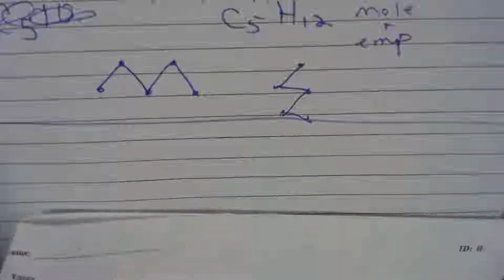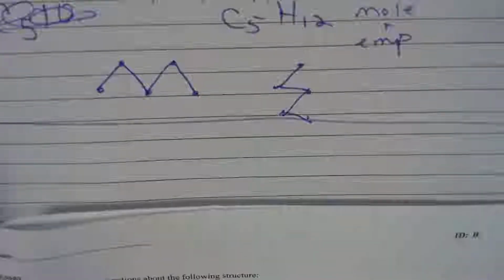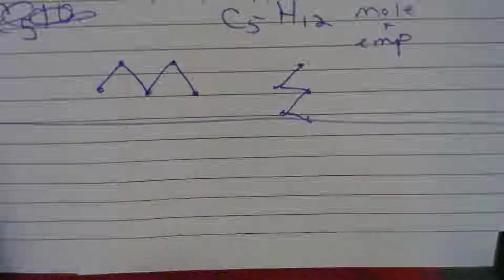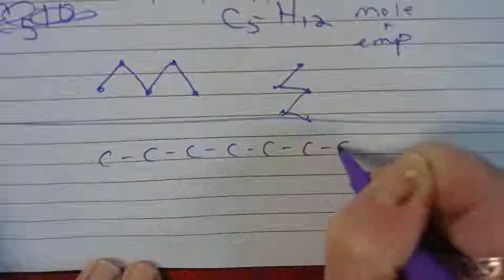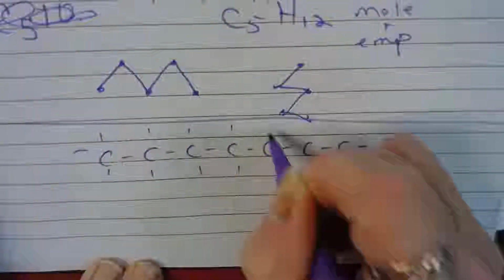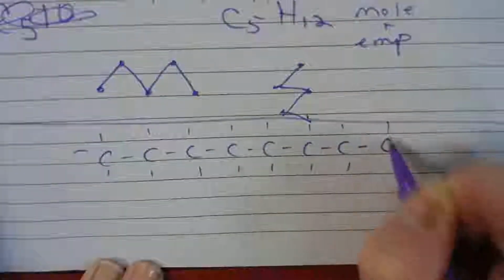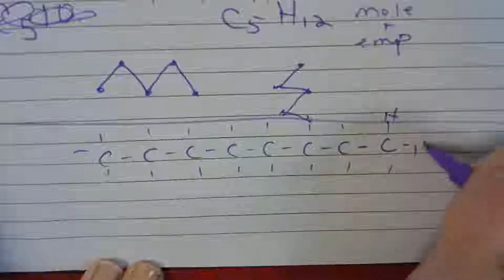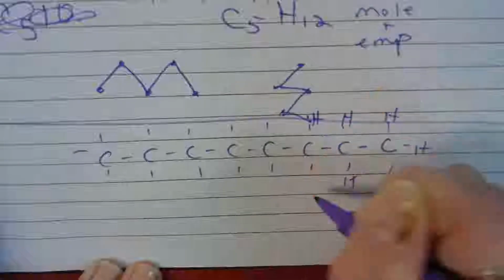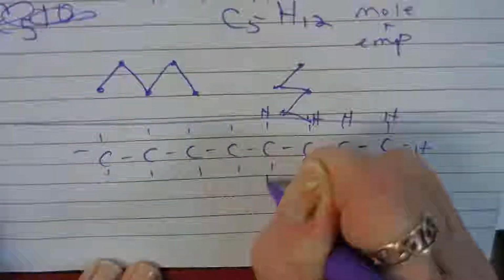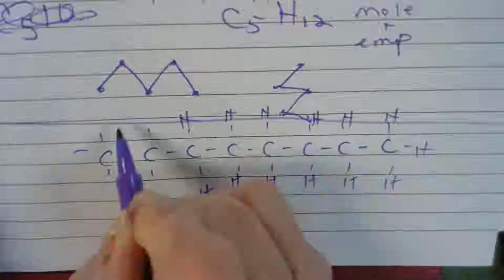Okay, so let's see, this one has 1, 2, 3, 4, 5, 6, 7, 8. All these were hydrogens here. You might be lagging from your video.